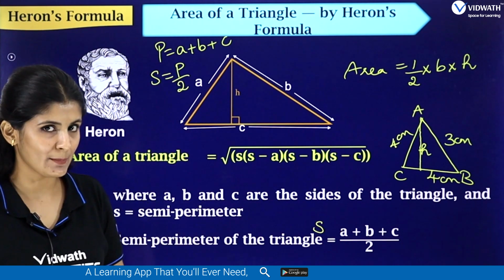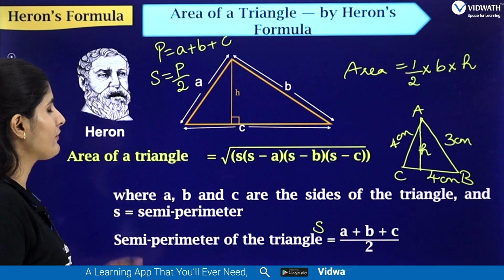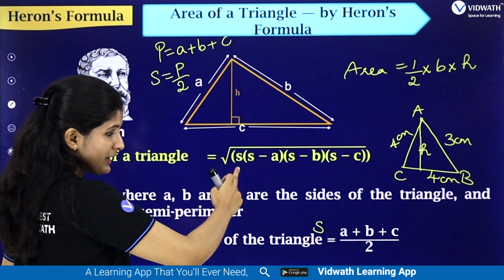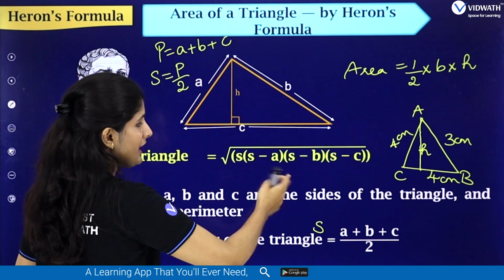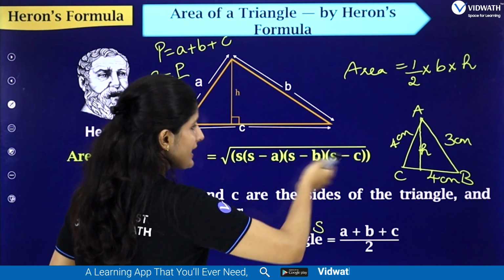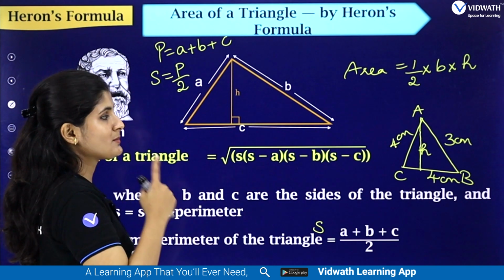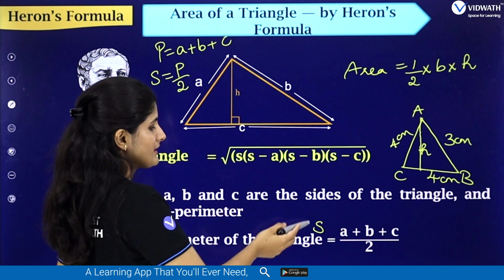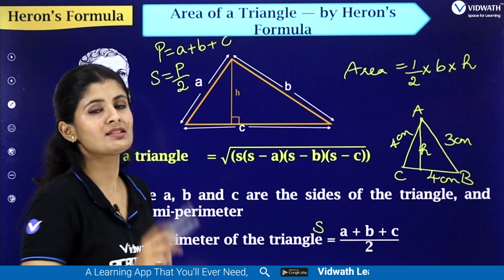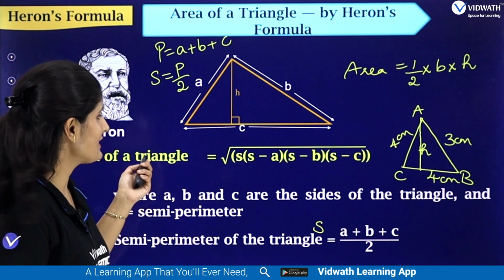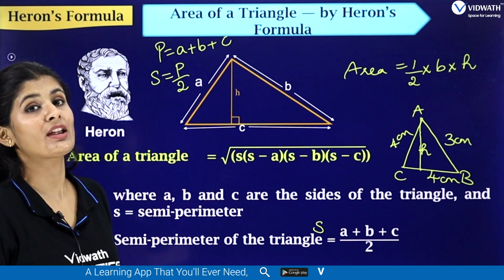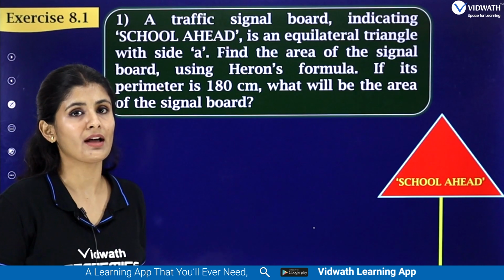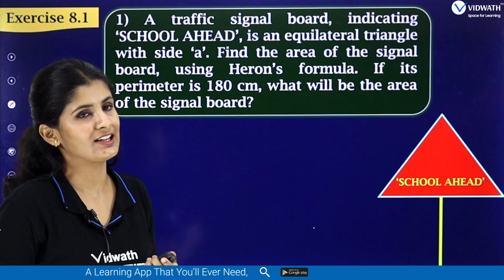This is our semi-perimeter. Now, in the formula, the area of the triangle is given by square root of S, the semi-perimeter, into (S minus A), into (S minus B), into (S minus C). S minus A, S minus B and S minus C are nothing but the differences of the semi-perimeter and the lengths of the sides of the triangle. Now, this is our simple formula using which we can find the area of the triangle. Now, let us see how we can make use of the formula to find the area of triangles.